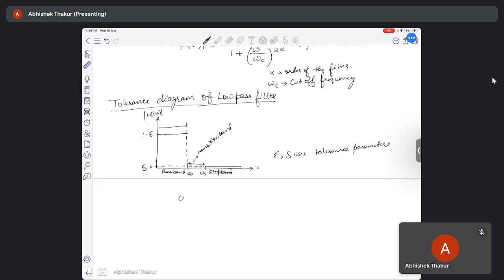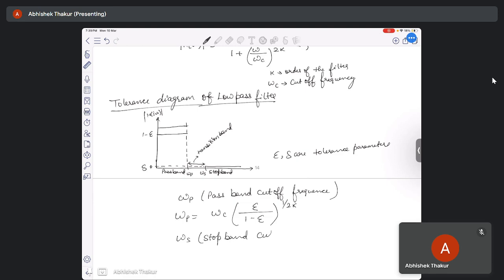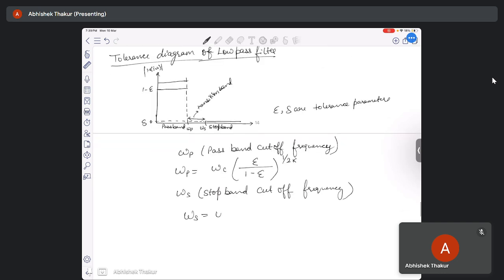So what are the pass band and stop band cutoff frequencies? Omega p, the pass band cutoff frequency, is given as omega c into epsilon by 1 minus epsilon to the power of 1 by 2k. And the stop band cutoff frequency is given as omega c into 1 minus delta divided by delta to the power of 1 by 2k.